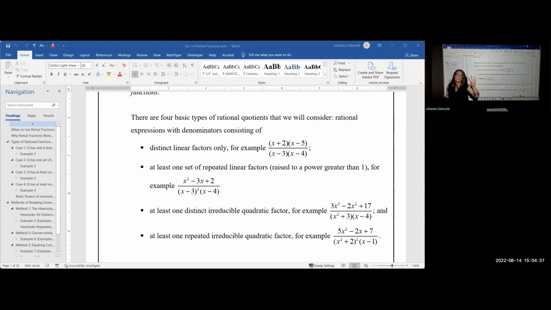So these are the basic 4 types that we're going to talk about how to decompose. And by decompose, we mean rewrite this more complicated expression as the sum and difference of simpler fractions with single factors or a single factor to a power in the denominator. That's what we mean by decompose. Once we do that, then we'll have to learn a method of finding what goes in the numerator so that we can rewrite these more complicated expressions into simpler sums and differences of simpler rational expressions.